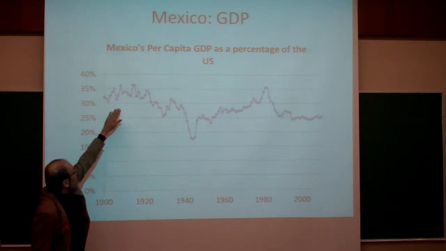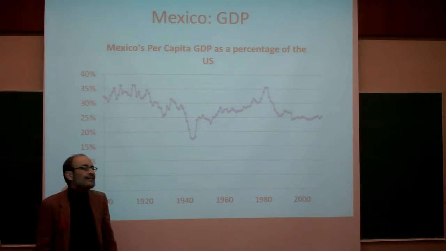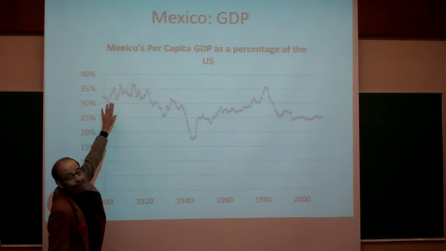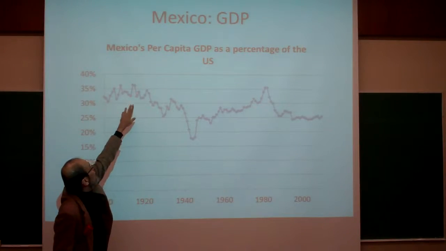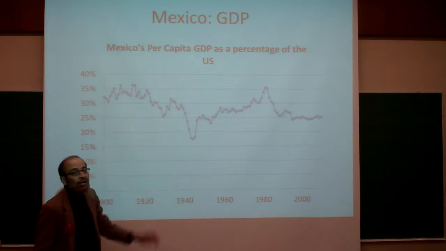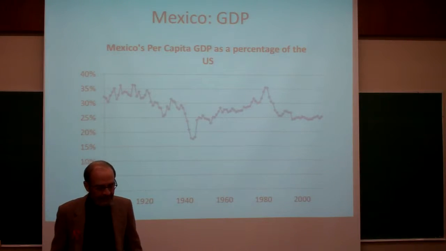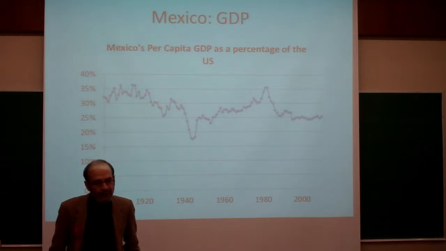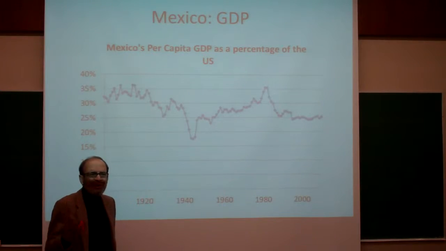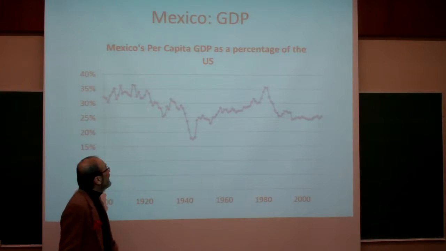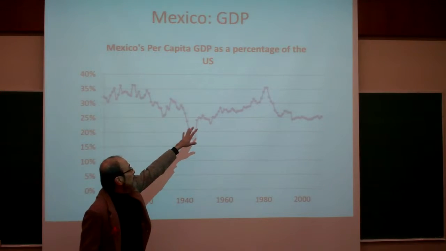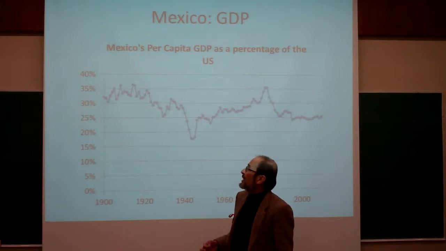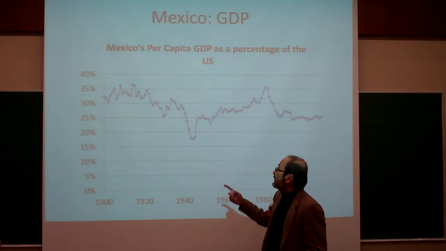So in 1900 to 1920, remember that's where the Mexican GDP was relatively low per capita. But as a percentage of the US GDP, this was hovering between 30 and 35%. So Mexico's per capita income in 1900 or 1910, before the end of the Porfiriato, was about 1/3 of US GDP. Then it started to fall.